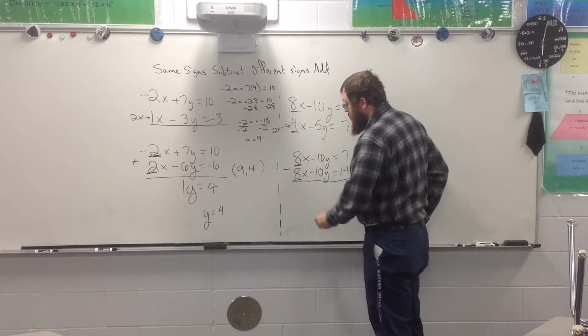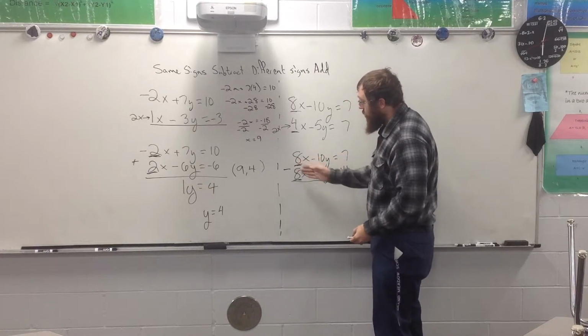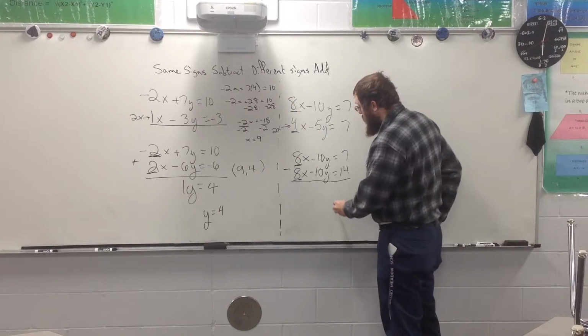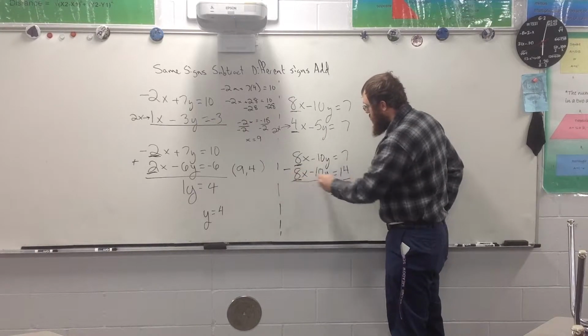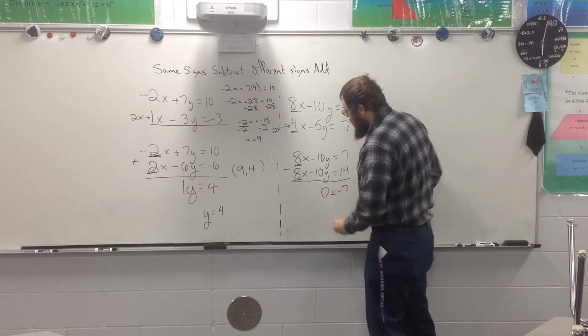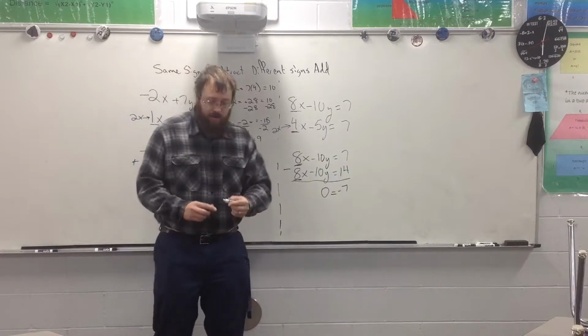8x minus 8x gives us 0x, so the x's are gone. Negative 10y minus negative 10y also gives us 0y, so our y's are gone, and we end up with 7 minus 14, which is negative 7. So I have nothing over here, or 0, and negative 7 over there.